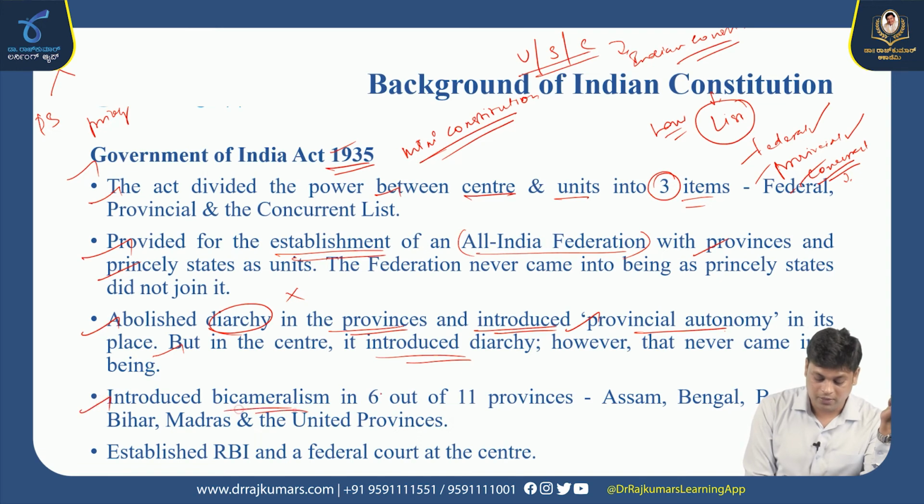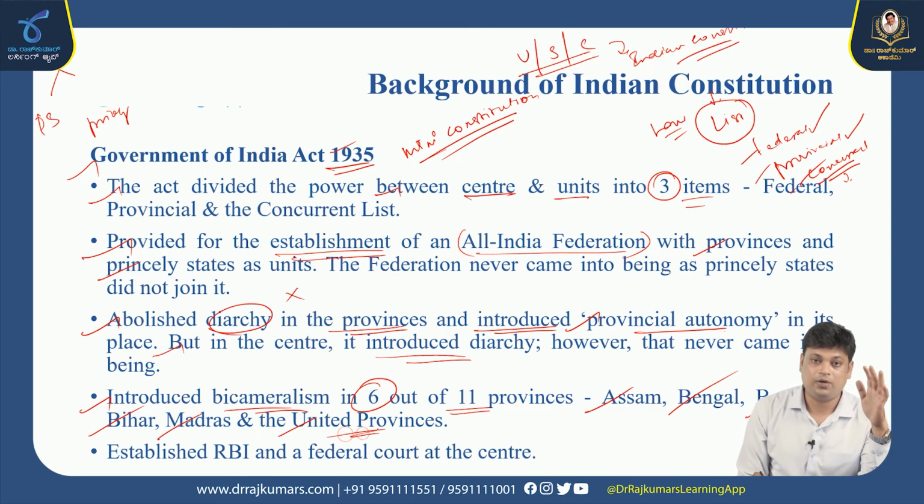Introduction of bicameralism in 6 out of 11 provinces: Assam, Bengal, Bombay, Bihar, Madras and UP, United Provinces. And also the establishment of the RBI, Reserve Bank of India, and the Federal Court at the center. Right now in New Delhi we have the Supreme Court, which was established under the Government of India Act 1935, and also the RBI.